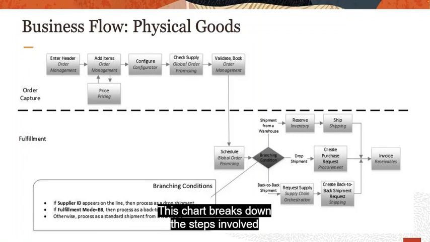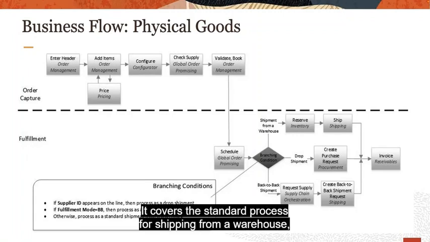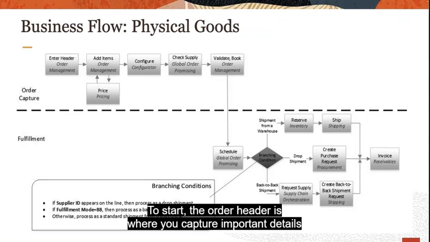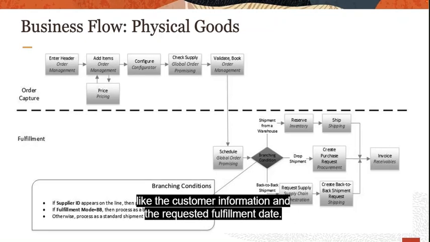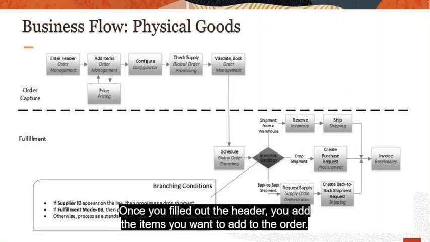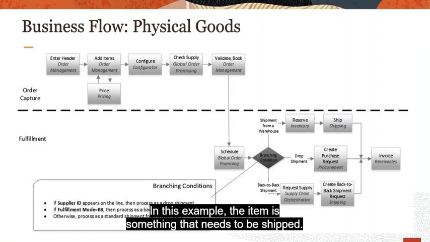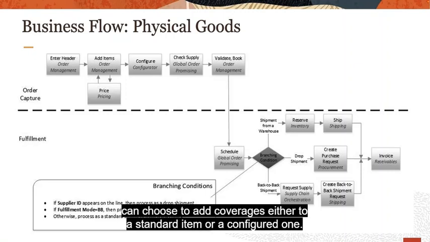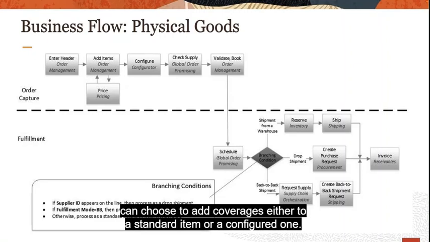This chart breaks down the steps involved when placing a new order for physical, shippable goods. It covers the standard process for shipping from a warehouse, as well as how drop shipments and back-to-back fulfillments are handled. To start, the order header is where you capture important details, like the customer information and the requested fulfillment date. Once you've filled out the header, you add the items you want to add to the order. In this example, the item is something that needs to be shipped. Some items can even be configured, and you can choose to add coverages, either to a standard item or a configured one.